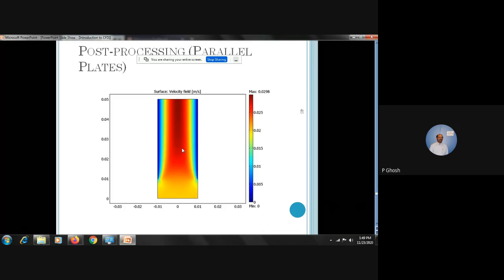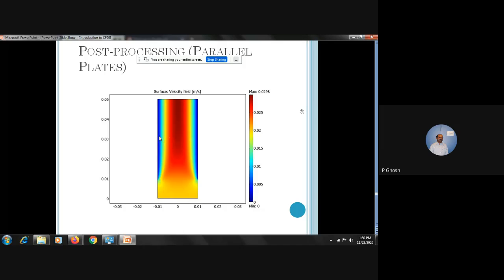I will give you an example. Post processing of a parallel plate flow, where there are two parallel plates. I have plotted a velocity field here. I have solved it correctly and I know that everything is correct. This is my color range, 0 to 0.25. I am getting a maximum velocity at the center, near the core, and minimum velocity at the wall.